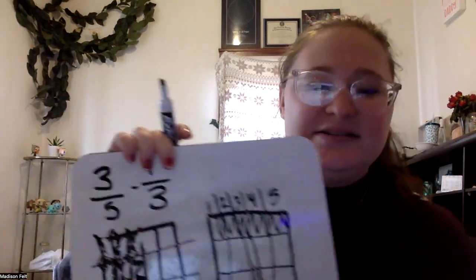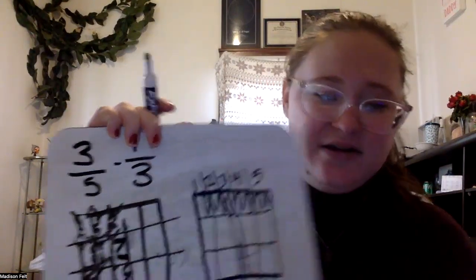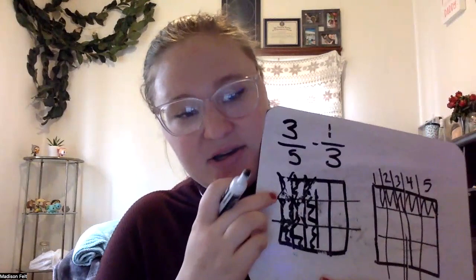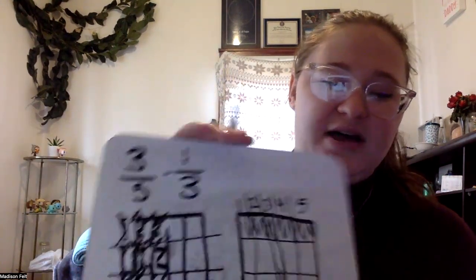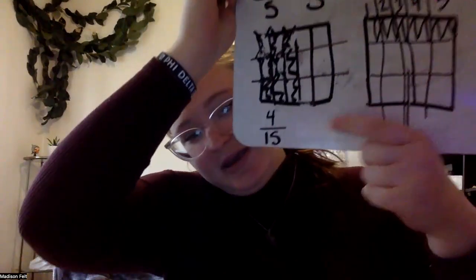It's kind of hard to see, but I did cross out 5 of these here. So we have 4 left. And these are actually split into 15ths, so that's going to be our denominator. So 15th is down there, and we have 4 left. So we have 4 of these shaded in left. So 3/5 minus 1/3 equals 4/15.